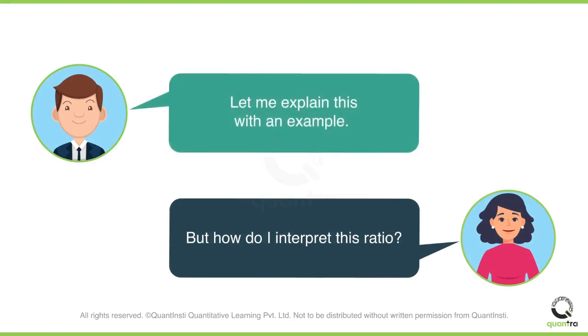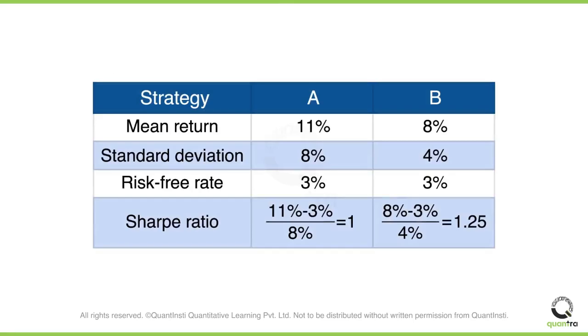John explains this with the example of two strategies A and B. After backtesting, strategy A generates a return of 11%, but the standard deviation of the strategy returns is 8%. Similarly, Strategy B generates a return of 8%, but the standard deviation of the strategy returns is 4%.